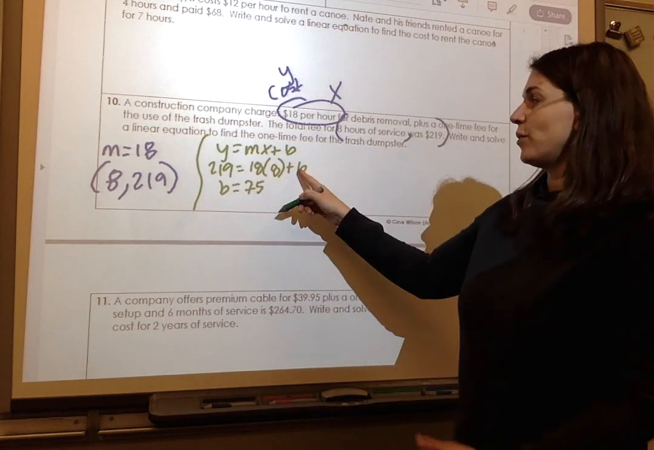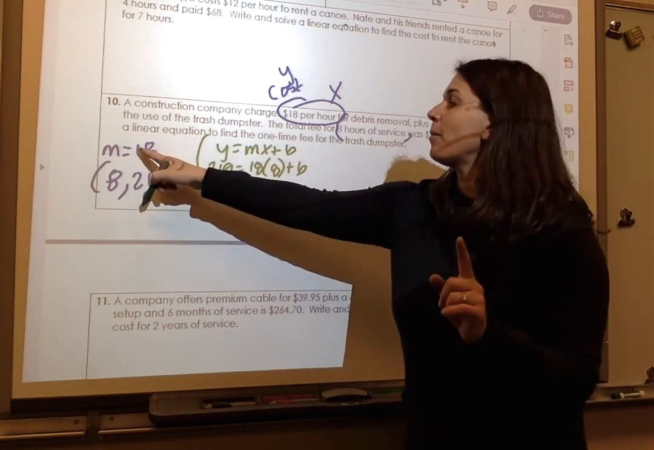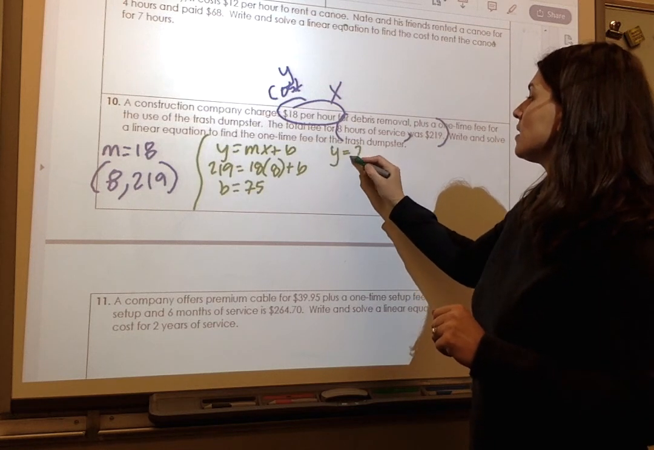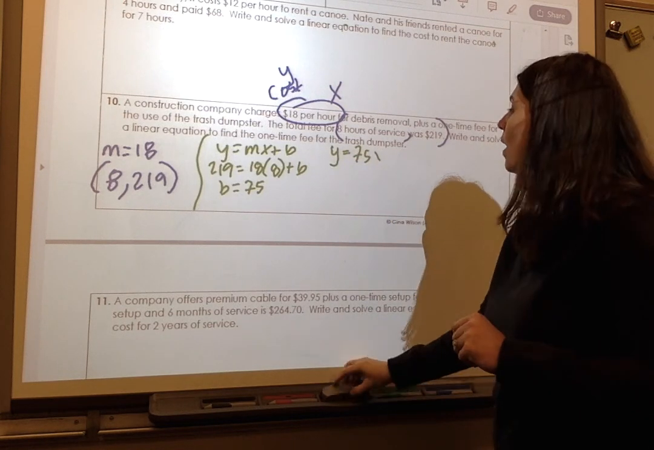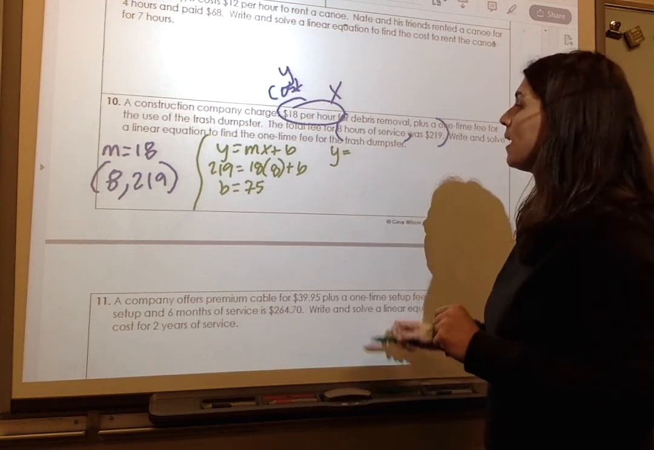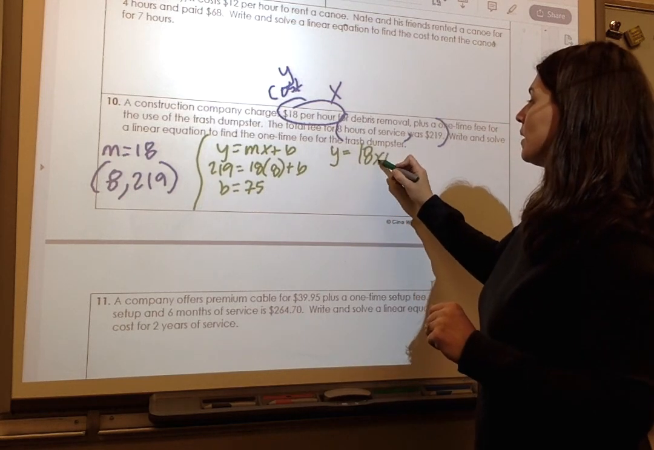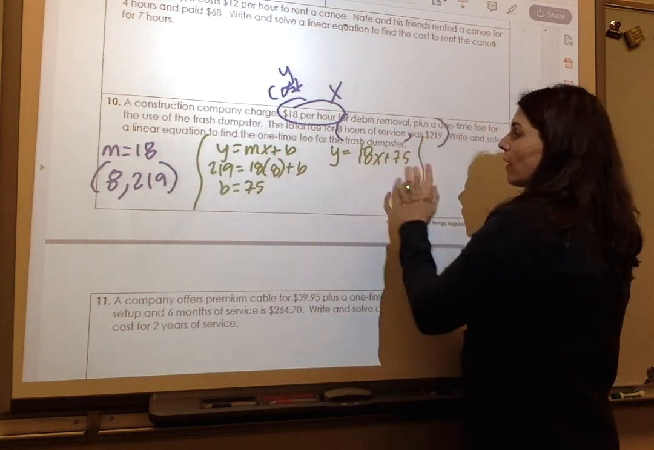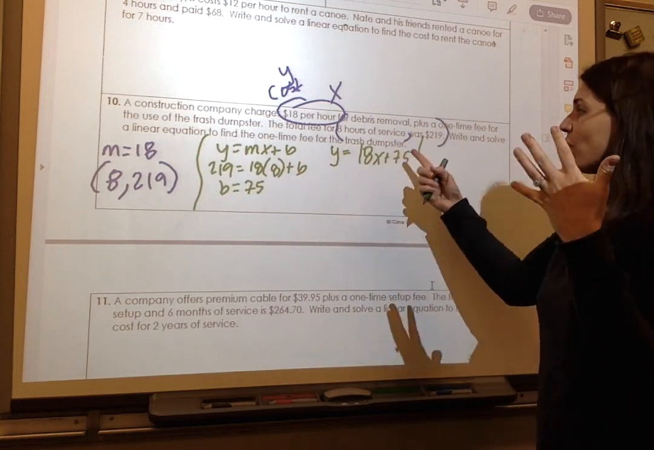So now, once you solve for b, now that I have my beginning point and slope, I can make my linear equation, and it's y equals 18x plus 75. Because 18 is my slope, 75 is my beginning point. So now let's think about this.